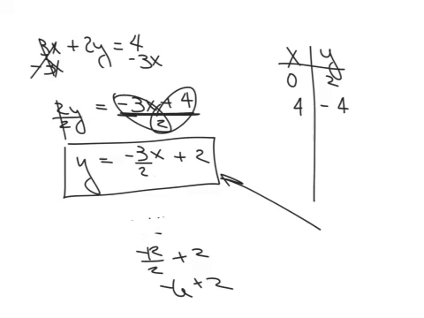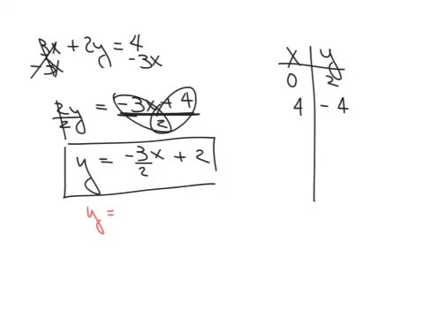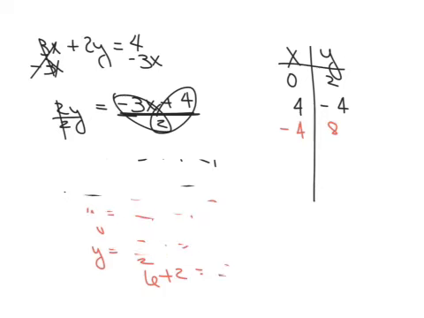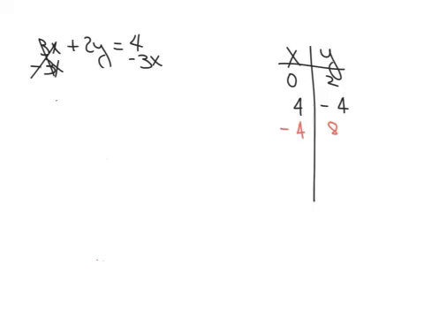Now remember, when you graph, you only need 3 points. Alright, so let's find another one. Let's use a negative 4 for my x. So y equals negative 3 halves times negative 4, which is positive 12 halves. So this will be 6 plus 2, which equals 8. So when x is negative 4, my y is 8. Alright, so now that I've got my 3 points there, then I can go ahead and graph this.